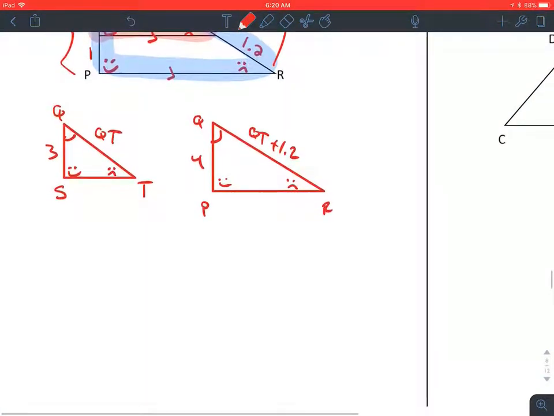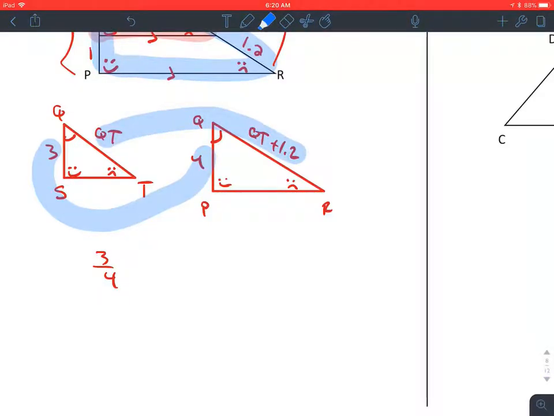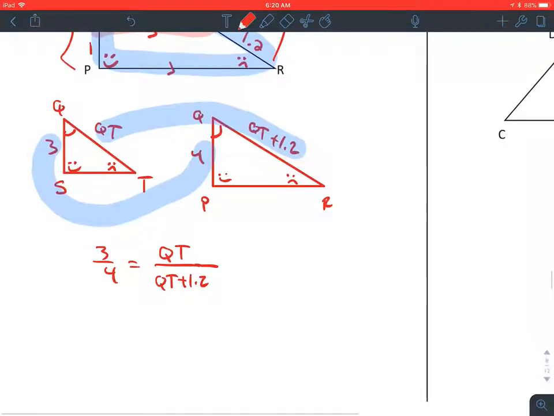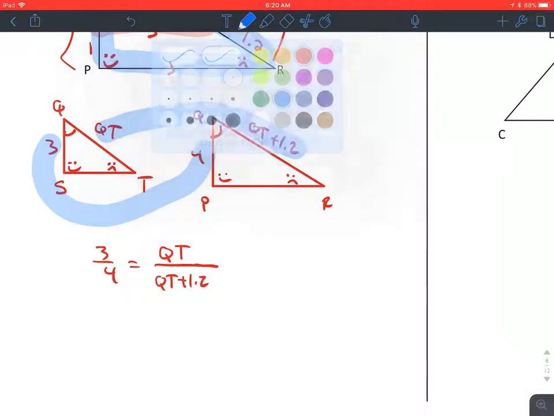Now, since these are similar, we should be able to make a proportion. 3 is to 4, as QT is to QT plus 1.2. QT is just a variable. If you're more comfortable replacing it with an x, that's cool. But at the end of the problem, you got to replace the x with QT because there's no x in the original problem. I want to get rid of my fractions.